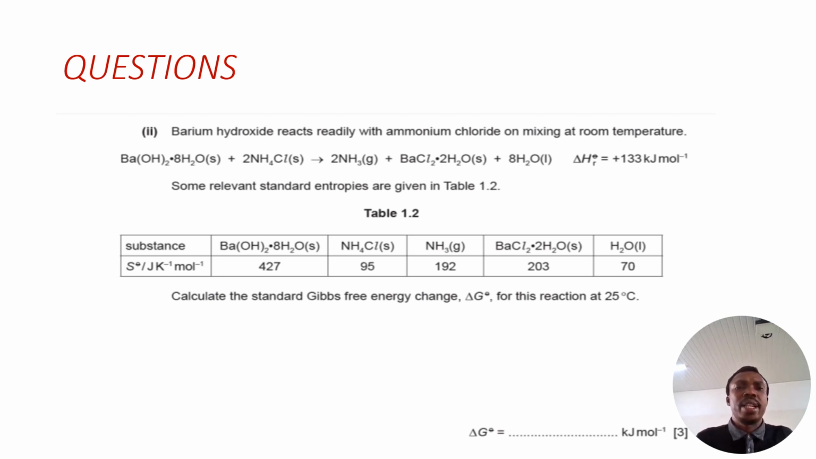Barium hydroxide reacts readily with ammonium chloride on mixing at room temperature. You can see the reactant and the product, and we are given the enthalpy change of the reaction, which is 133 kilojoule per mole. Some relevant standard entropies are given in table 1.2. You can see the table. You can see the entropies of the product and that of the reactant. You are asked to calculate the standard Gibbs free energy change for this reaction at 25 degrees Celsius.